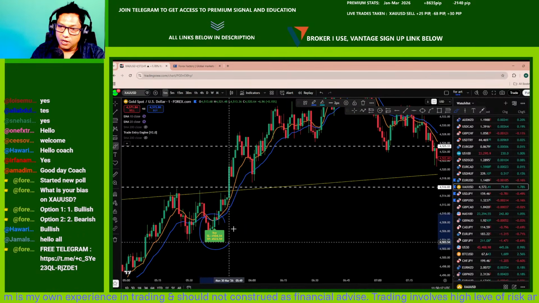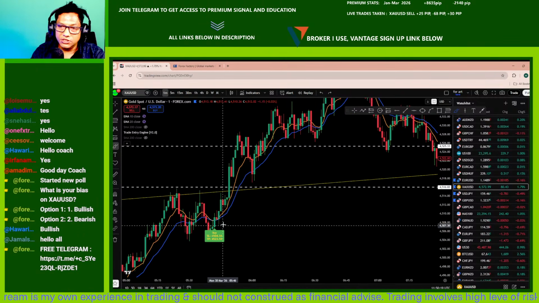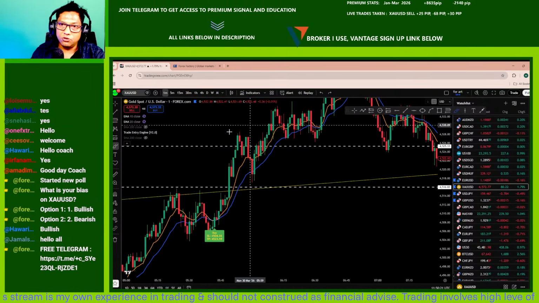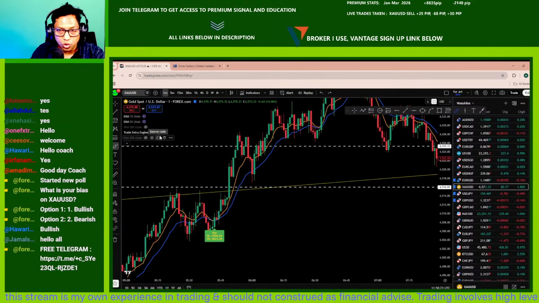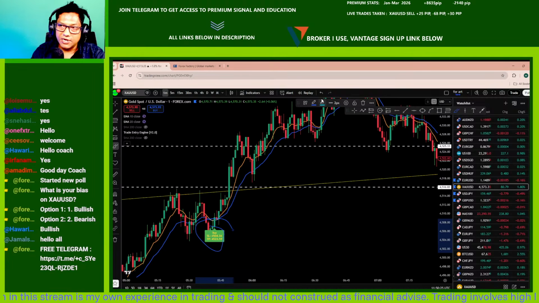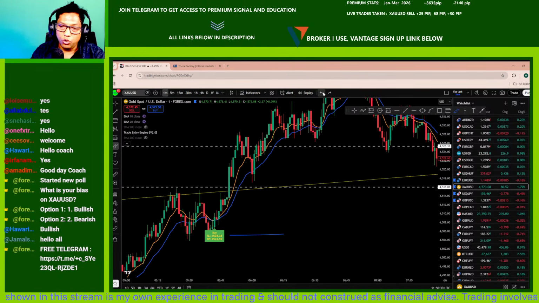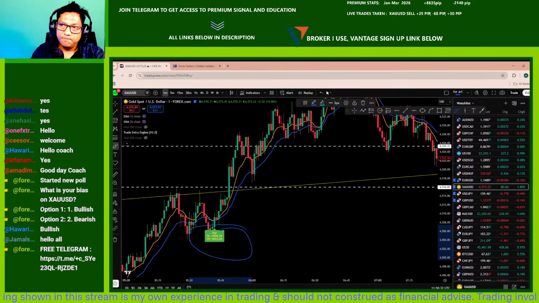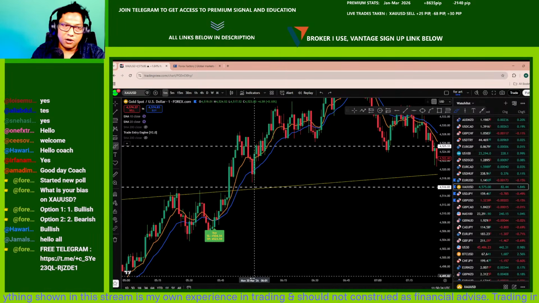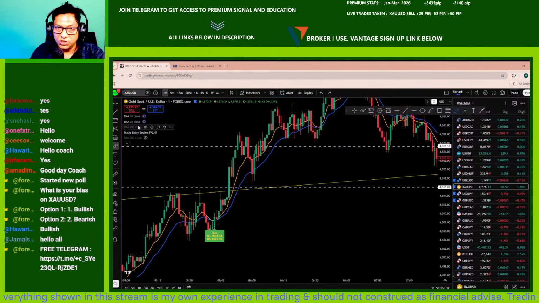Now, many of the members are already using this tool. This is a TradingView indicator. Not only the indicator, but it also gives me trade alerts generated directly from TradingView with entry, stop loss, and take profit target. And I can also set alerts on my mobile phone using this tool.